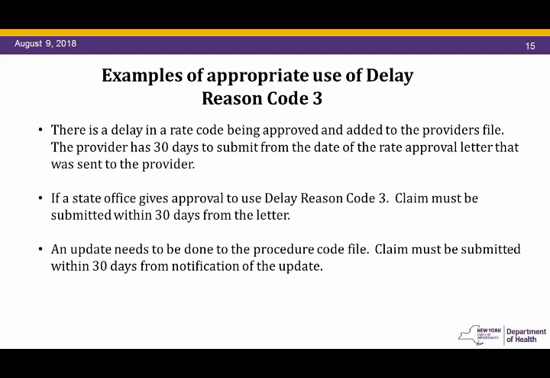Examples of when delay reason code 3 would be appropriate. There is a delay in a rate code being approved and added to the provider's file. The provider has 30 days to submit from the date of the rate approval letter that was sent to them. Or if a state office gives approval to use delay reason code 3, the claim must be submitted within 30 days from the letter. An update needs to be done to the procedure code file. Once that update is completed and you are notified of it, claims must be submitted within 30 days.